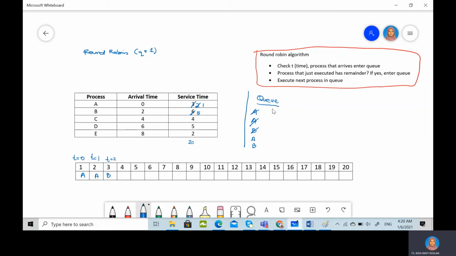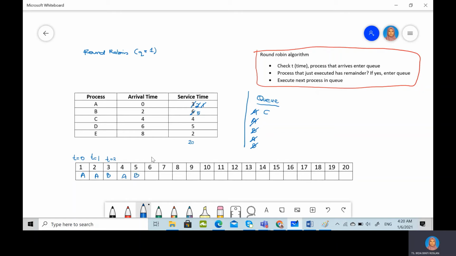So, and then execute the next process in Q. Execute A. Okay, so this is where t equals 4. At t equals 4, C has arrived, so C is put in Q. A executed just now, does it have any more remainder? No, A already finished. Okay, so next, execute the process in Q, B.